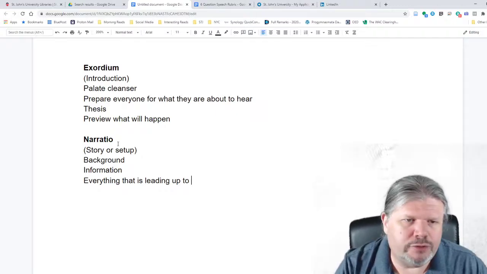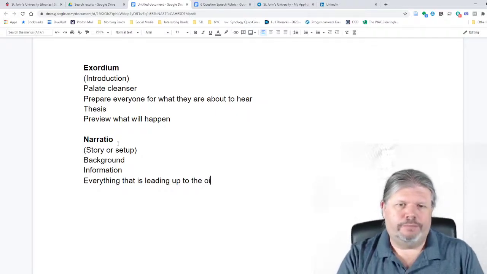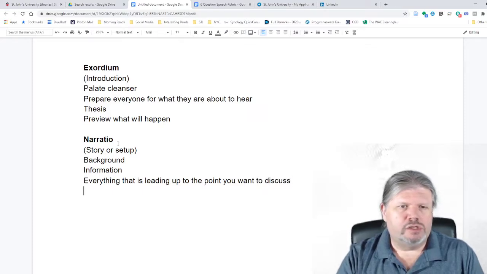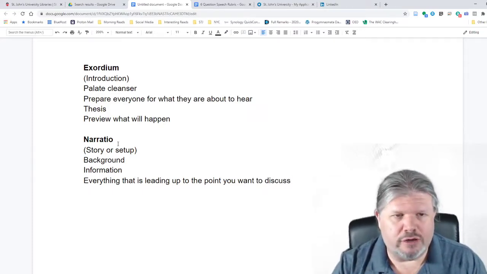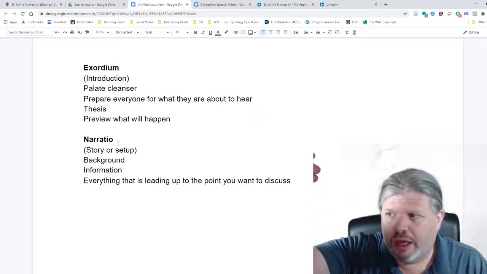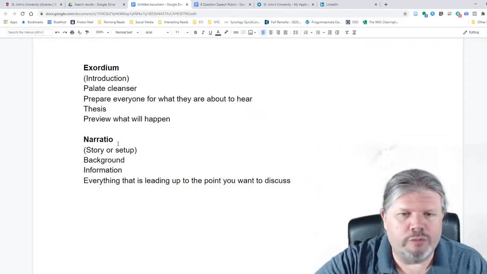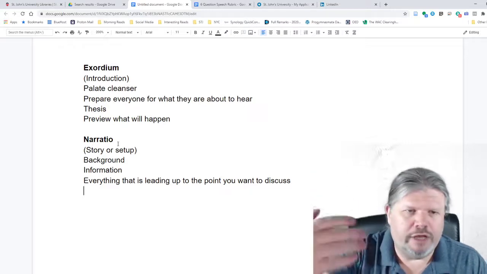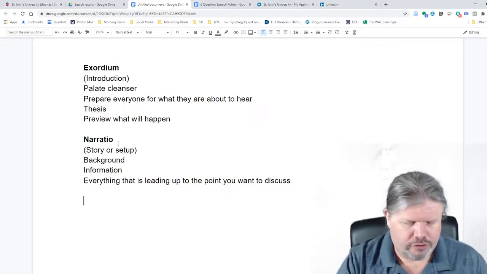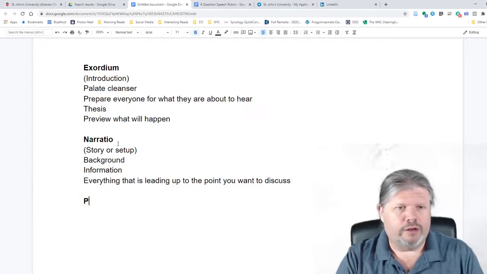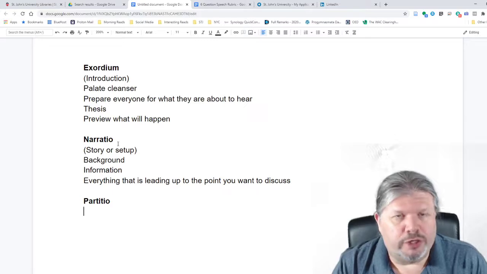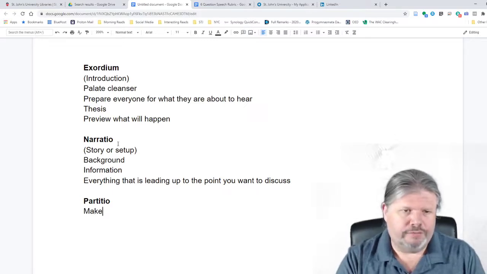Everything that is leading up to the point you want to discuss. So this is where you would set up everything that they need to know about the speech, all of the different scholars and important people talking about it, all the different information and research you've done, all lined up. And then you get to the point where you're going to offer your thesis and your arguments for it, which is the partitio. And the partitio is where you make your case.